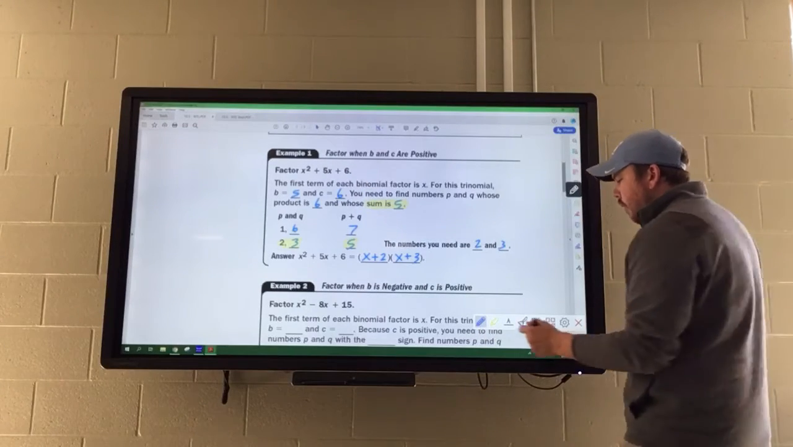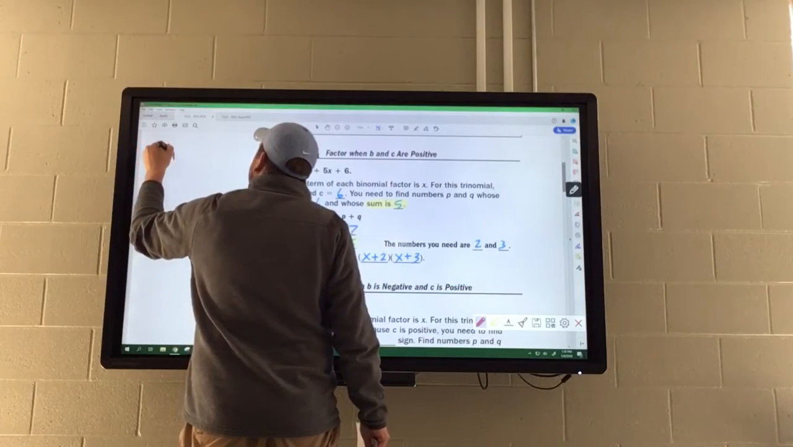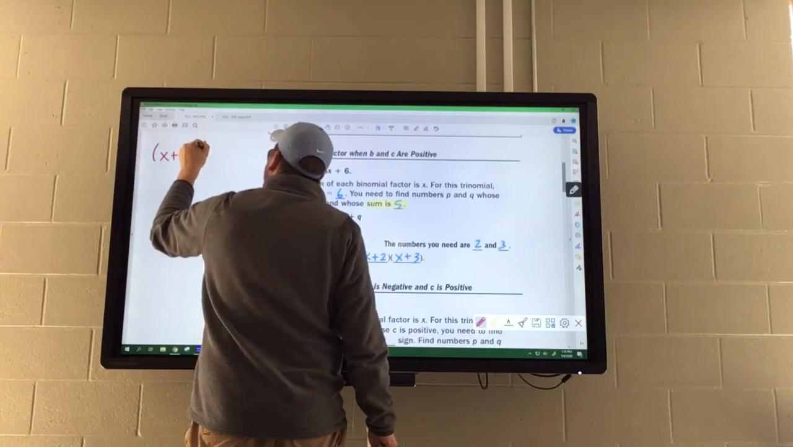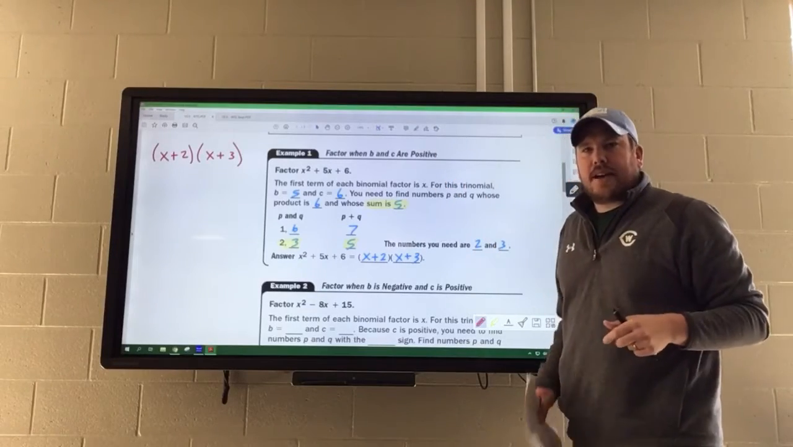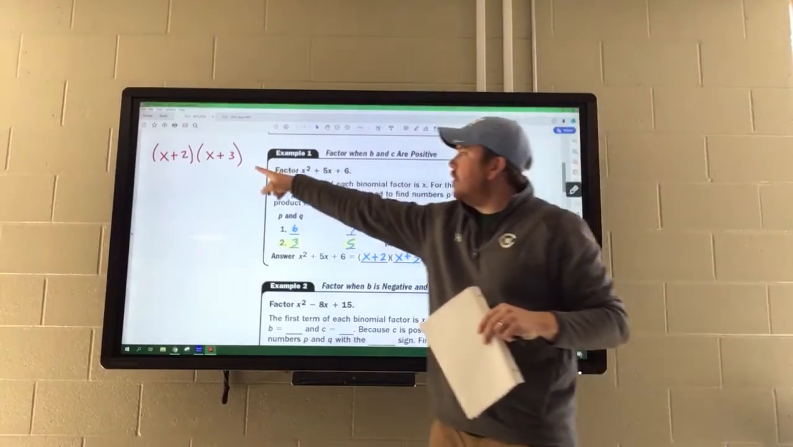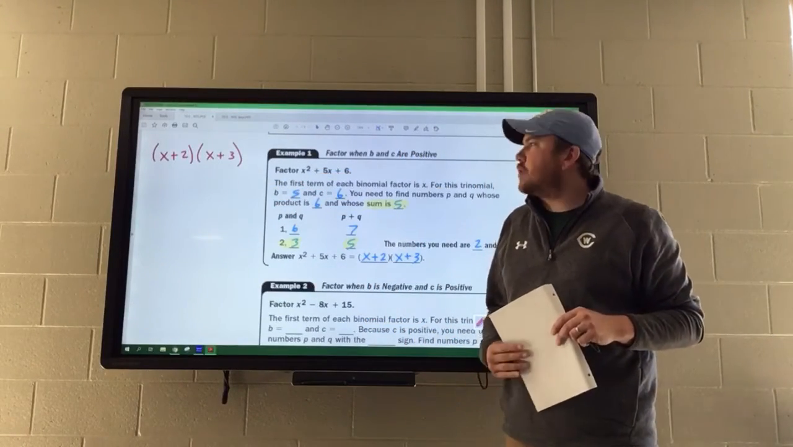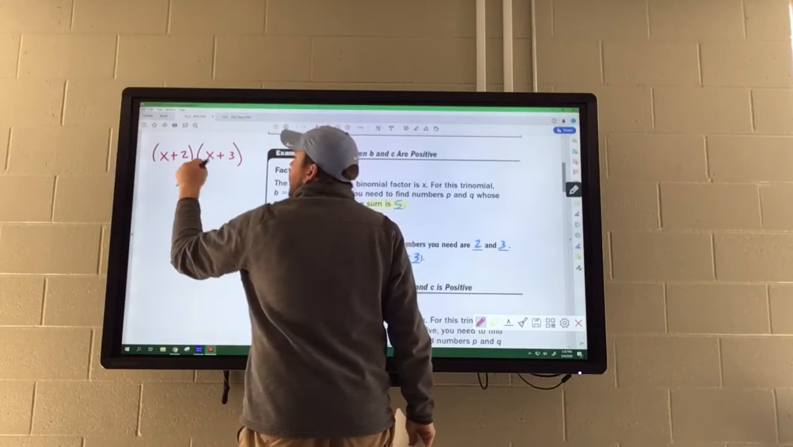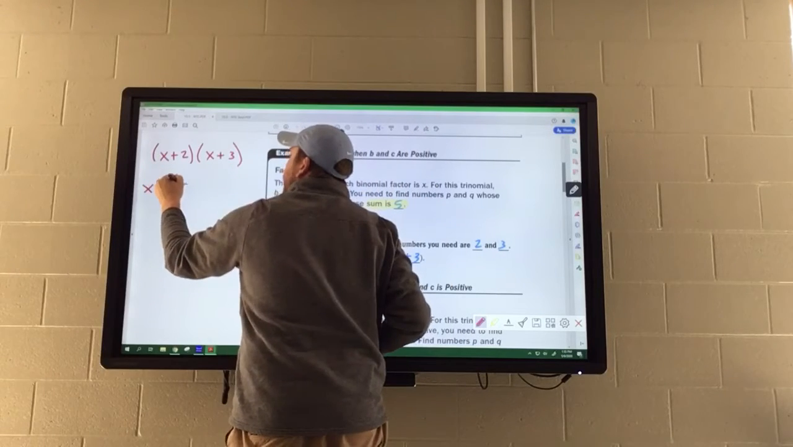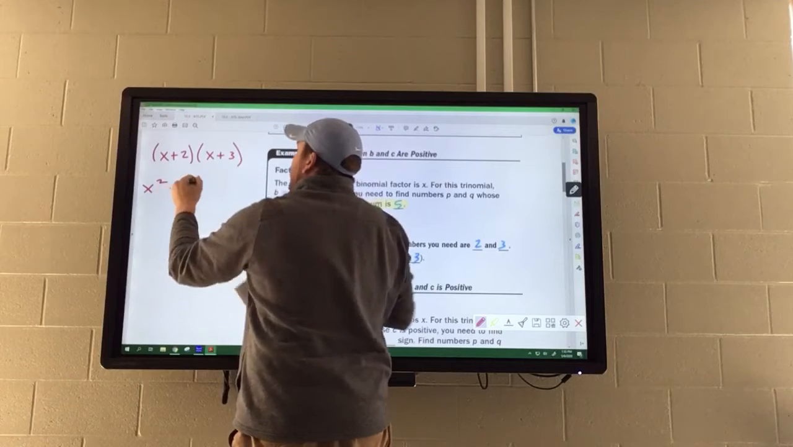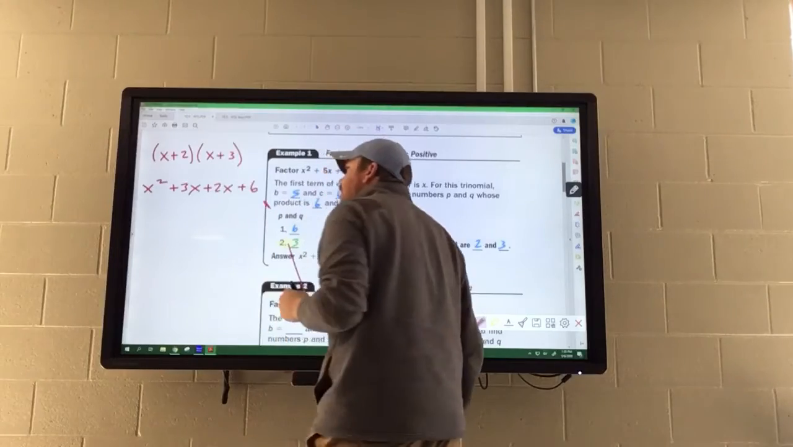Now, you may be wondering to yourself, why does that matter? Well, let's FOIL these out. And that's another great thing about this whole factoring thing. After you factor, you can check your answer by simply multiplying your factors together, okay? If I FOIL out x plus 2 and x plus 3, I should end up with my original expression. So let's try it. FOIL method. First, we multiply x times x. That gives us x squared. Outside, x times 3 gives me 3x. Inside, 2 times x gives me 2x, and last, 2 times 3 equals 6.